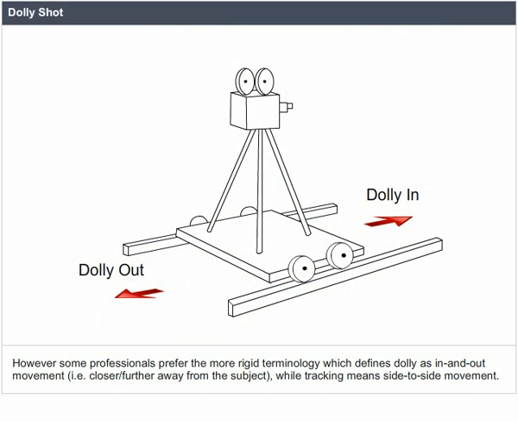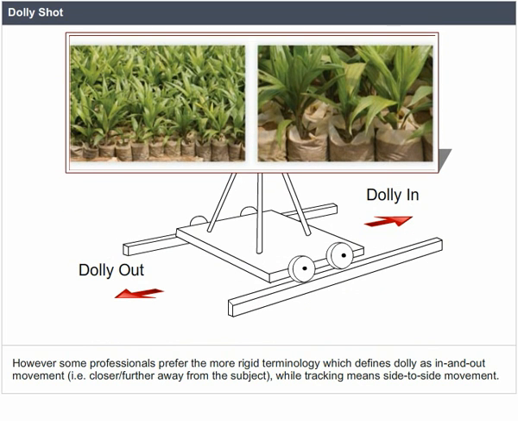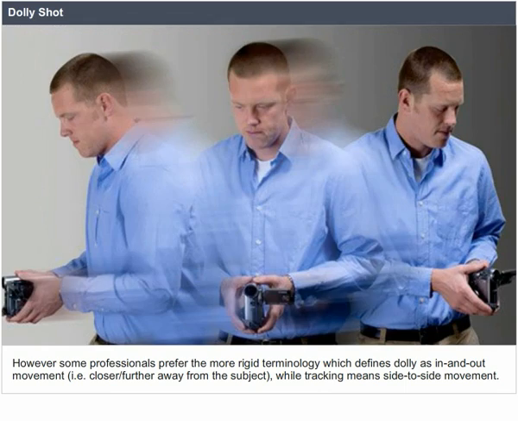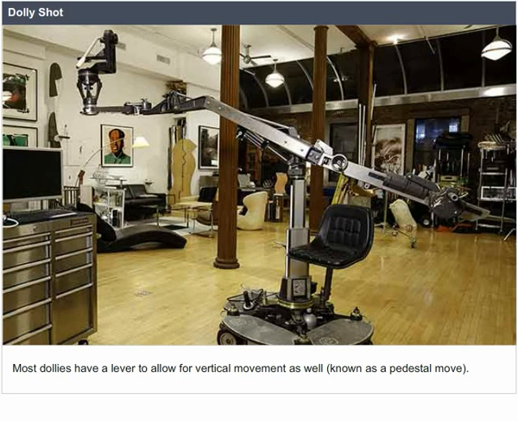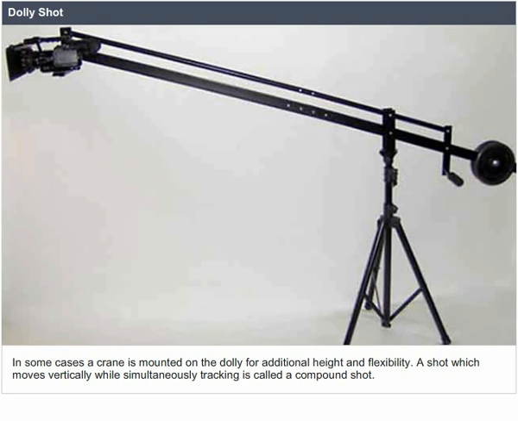However, some professionals prefer the more rigid terminology which defines dolly as in and out movement, that is, closer or further away from the subject, while tracking means side-to-side movement. Most dollies have a lever to allow vertical movement as well, known as a pedestal move. In some cases, a crane is mounted on the dolly for additional height and flexibility.